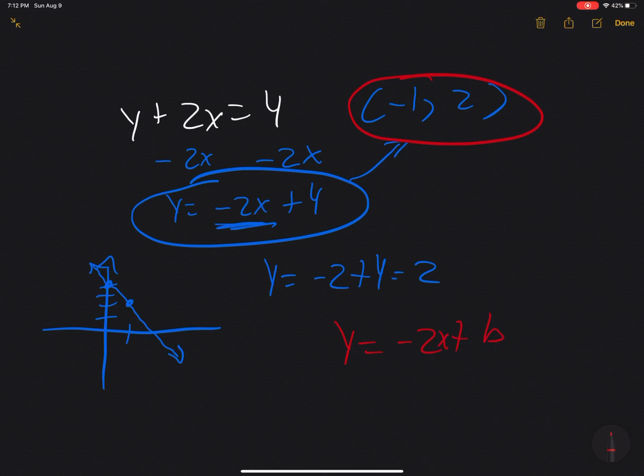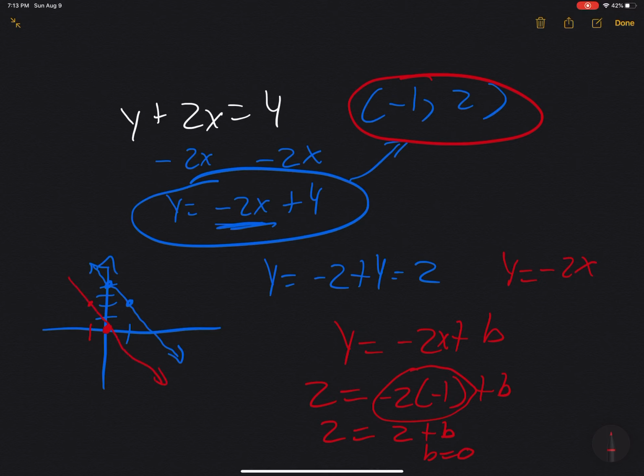We can plug our point in. 2 equals negative 2 times negative 1 plus b. Negative 2 times negative 1 is just going to equal 2 plus b. Subtract 2 from both sides, and we actually get b equals 0 this time. So our equation is just going to be y equals negative 2x, which means I have the point here, and then I have the point 1, comma 2. Negative 1, comma 2. That makes a lot more sense.